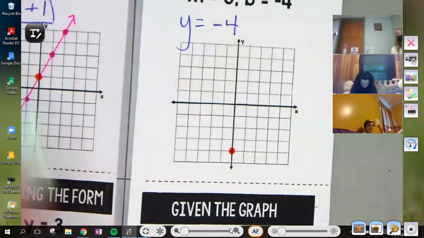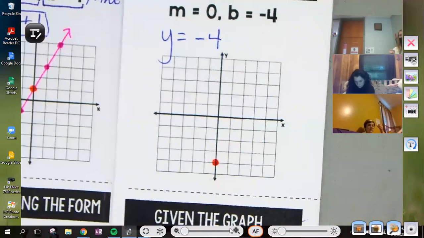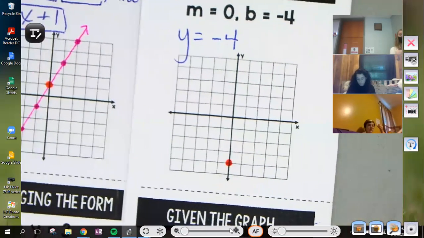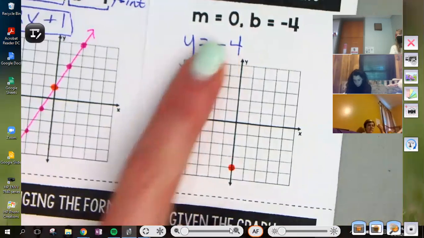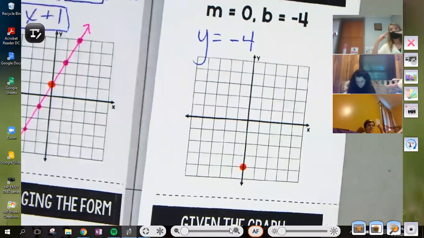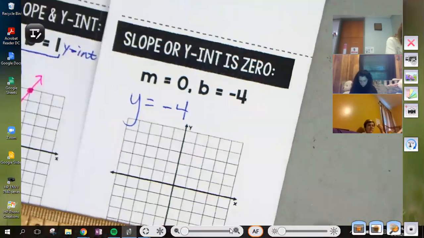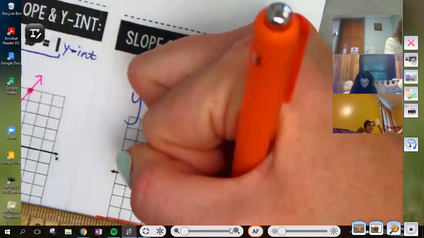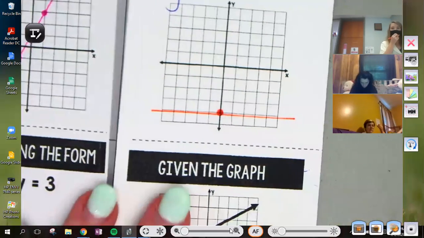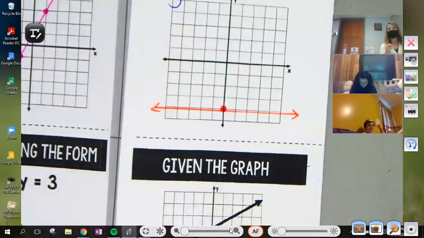So the slope tells me how it's increasing or decreasing. Is this graph increasing or decreasing? No, the slope is 0. So if it doesn't have a slope, it's not increasing or decreasing. So it's just staying the same, constant. Okay, so we're going to have a straight line. It doesn't increase, it doesn't decrease, it stays the exact same.